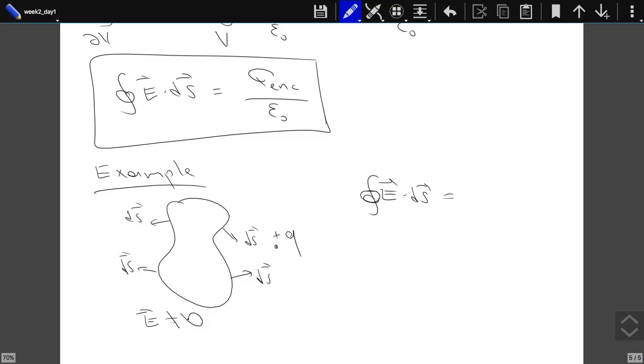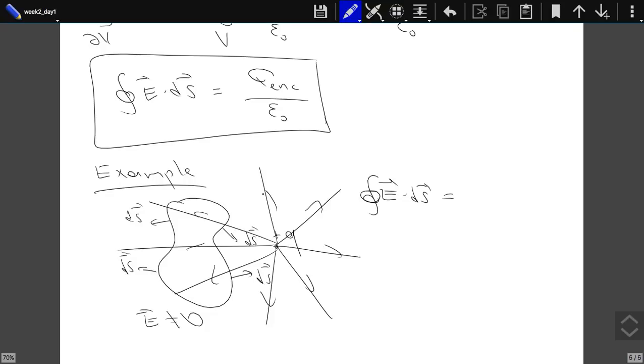I have a charge over here. It creates an electric field. It's radially outward from the charge. So these are the electric field lines. So the electric field is definitely non-zero. At every point on the surface, it's non-zero.